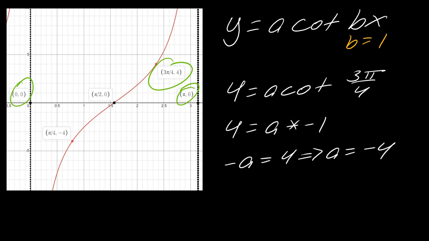And that makes sense, right? I just told you that A must be negative because this must be cotangent flipped upside down. And now we've actually seen that, yep, that is exactly what happened. So the equation here is negative 4 cotangent of x.